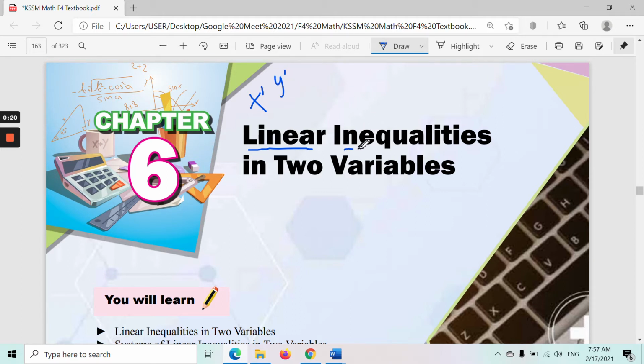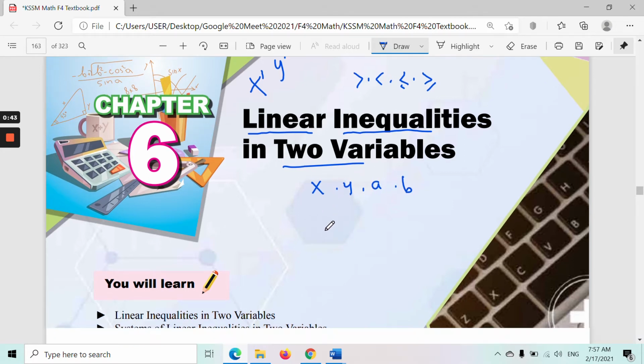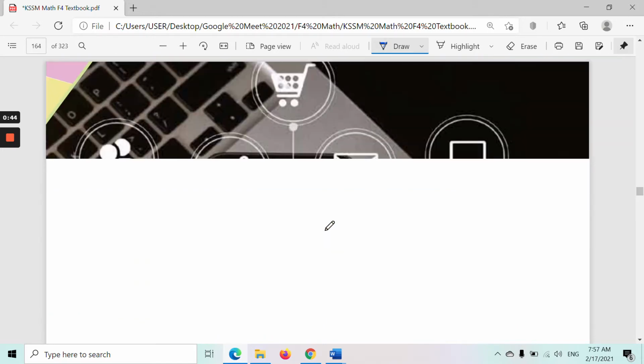And then inequality meaning that you have the linear equation or you have this symbol: greater than, less than, less equal, greater equal, and so on. This one we call inequality. Two variable meaning that you have two alphabets: x, y, a, b, and so on. Whatever alphabet, you have two alphabets. So I let you see the example.